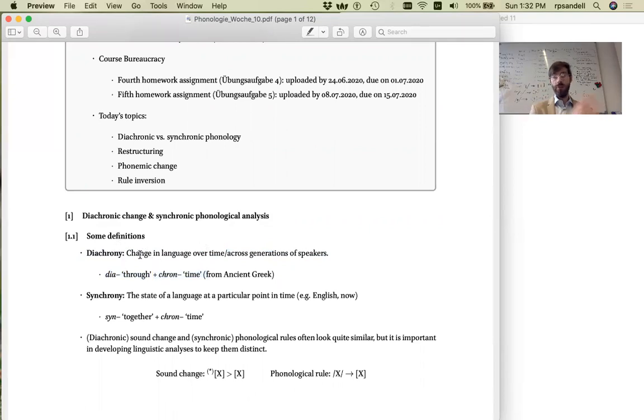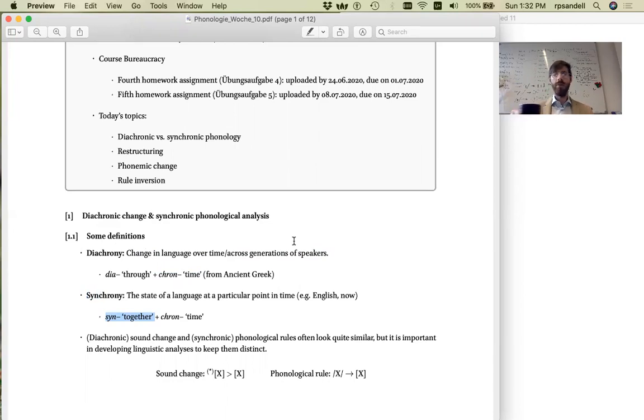So diachrony refers to through time, whereas in contrast, synchrony contains a different prefix, syn, meaning together. So at the same time, if we just think of this in English terms, it means now, at this point in time. So when we describe, say, present day English, present day German, present day Mandarin, we're talking about a synchronic snapshot of the language, a picture of the language as it occurs at one point in time.